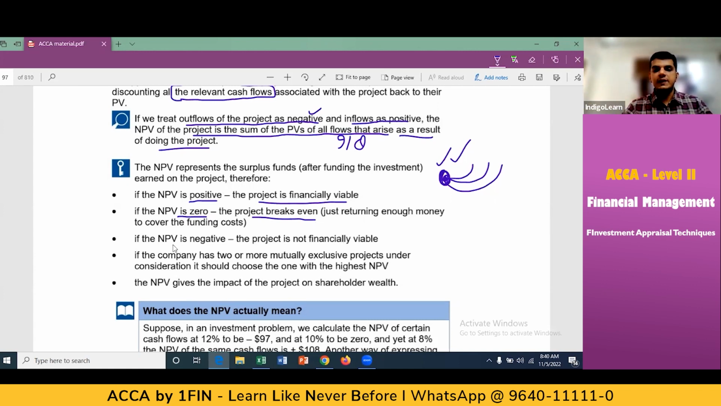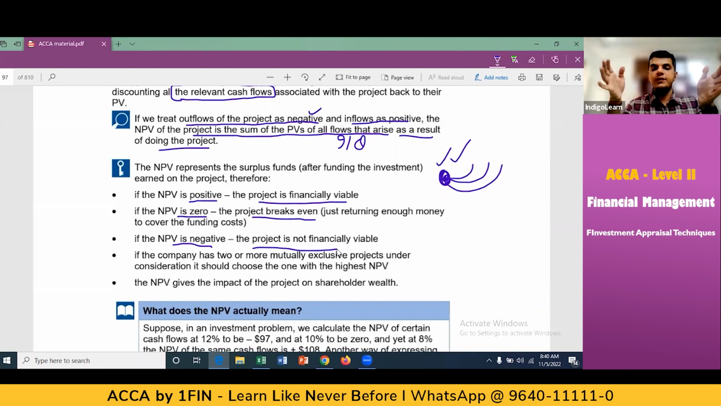Okay. Then third is NPV negative. It means the project is not financially viable. Why? Because you are not even earning so much amount that your cost of capital will be compensated. In any case, you are putting something from your pocket because of going into this investment.